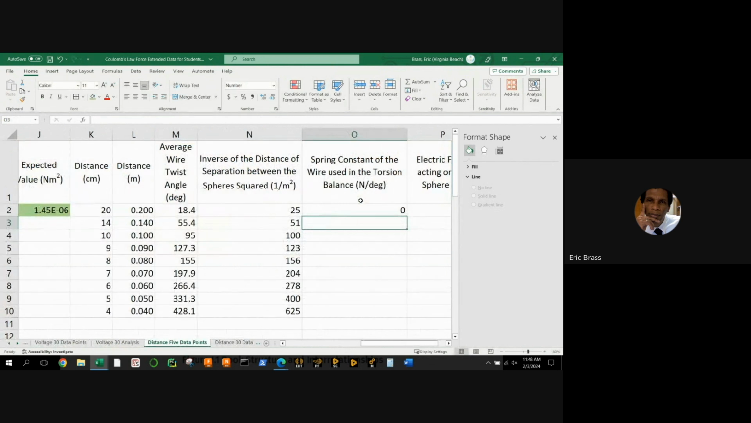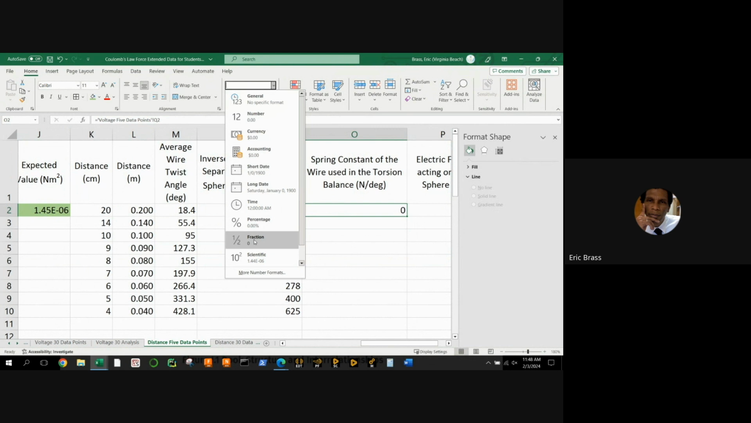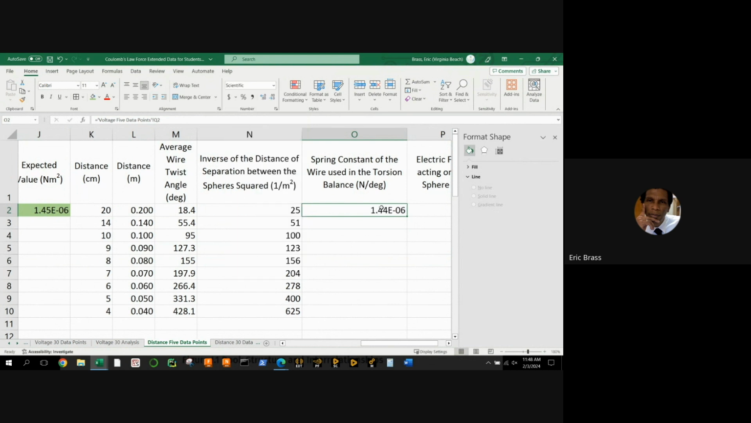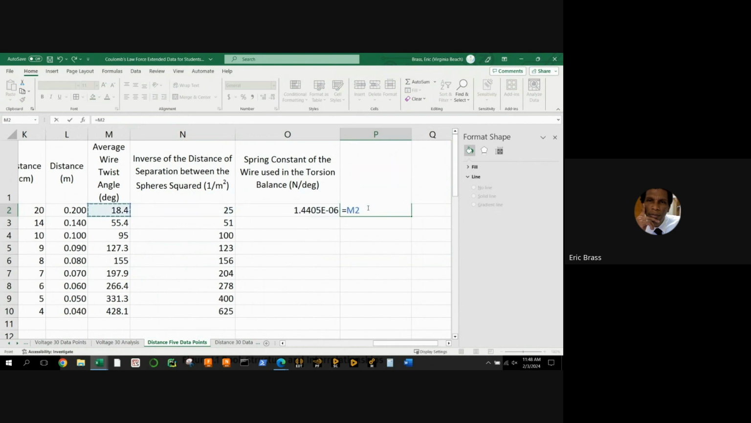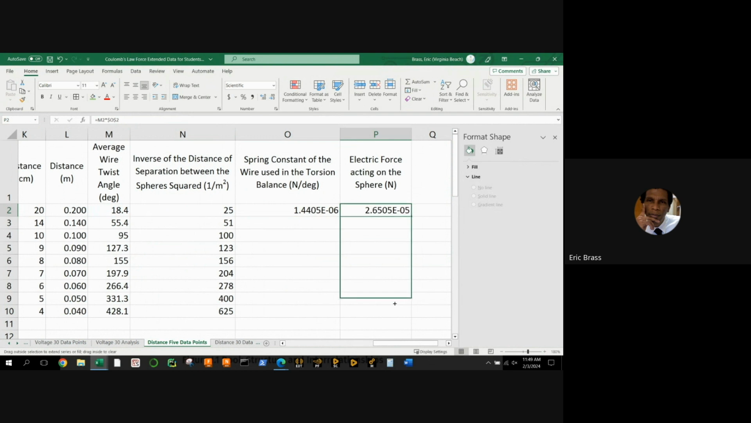All right. And then this is going to be just equal to, oh my gosh, scientific. All right. So our electric force is going to be equal to our average wire twist angle times the spring constant, which I'm going to make constant. I'll pull this down. So now we have our inverse square distance. We have our electric force.